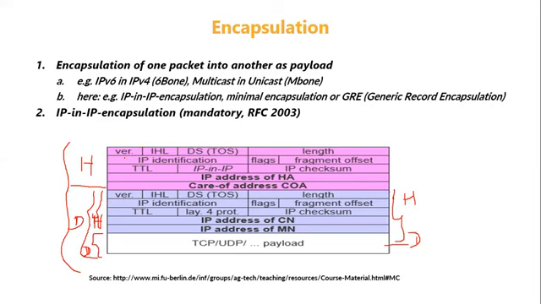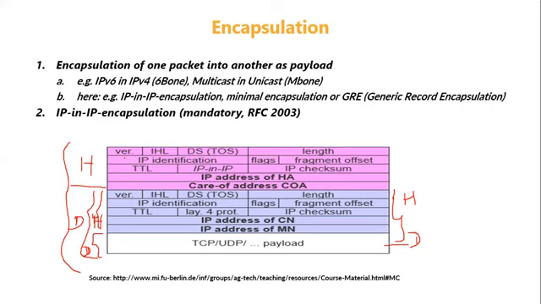The next fields are the tunnel entry as source IP address. The source IP address is the IP address of the HA, and the destination IP address is the IP address of the COA, care of address. If there are no optional fields following the outer header, then immediately after the source IP address and destination IP address of the outer header, the inner header starts.